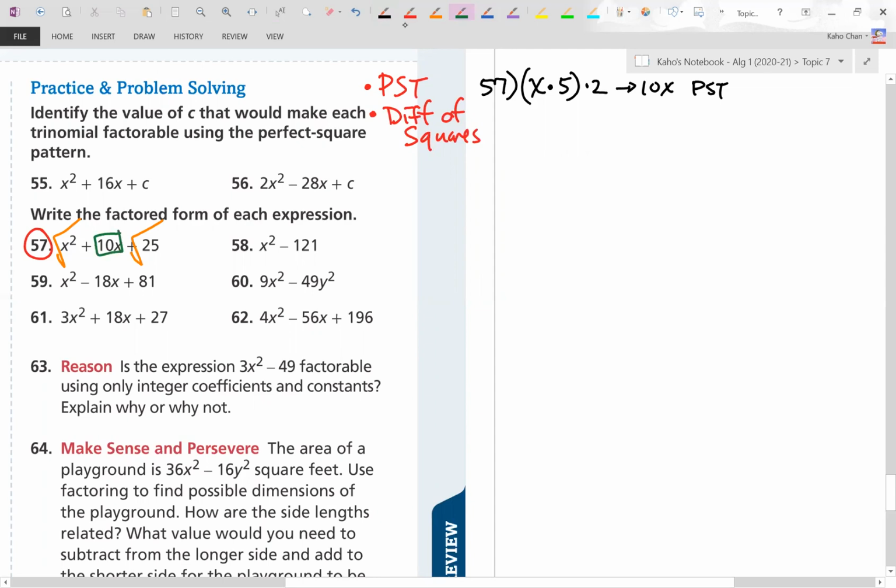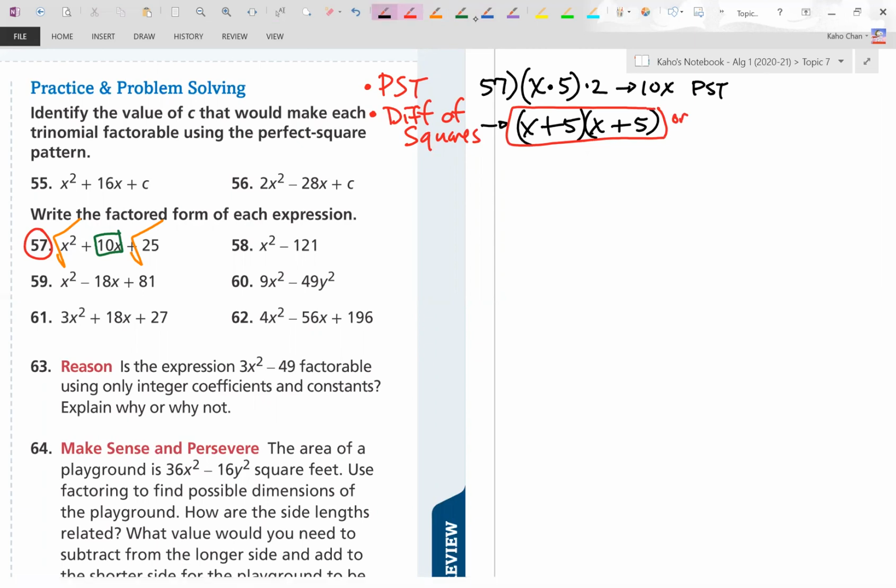Which means my answer when I factor that thing is x plus 5, x plus 5, positive, positive, and you're done. You can rewrite it as x plus 5 squared if you want to. Doesn't matter. Either one of those are correct. All right, number 58's next.